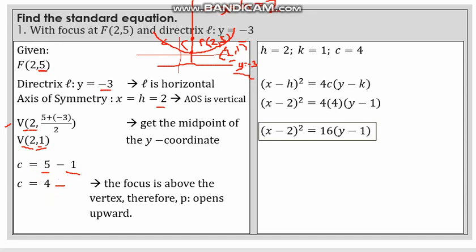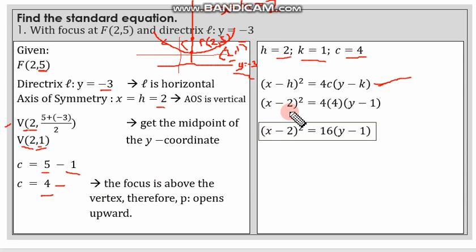So we know the value of c. Since our parabola is opening upward, we are expecting to use this one. The x part is squared, and the coefficient is positive. So the quantity of x minus h squared is equal to 4c times the quantity of y minus k. This is the template that we will be using. We have the h and the k of the vertex, and we have the value of c.